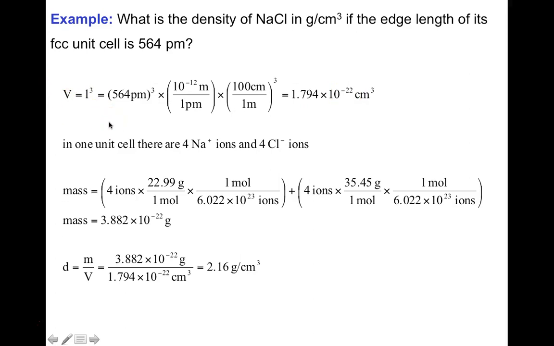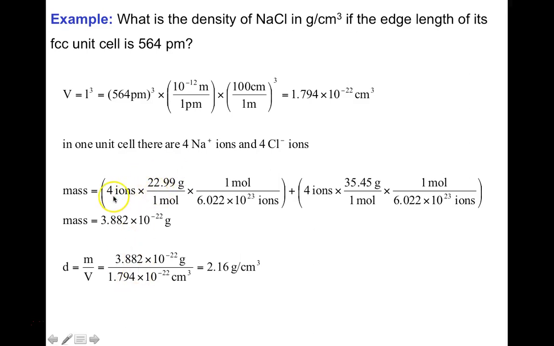The next thing I'm going to need to calculate the density of my unit cell is the mass. So I've got a face-centered cubic array of chloride ions. That gives me 4 chloride ions. And I've got sodium ions in all of the octahedral holes, so I've got 4 sodium ions. So the mass of my unit cell is going to be the mass of 4 sodium ions plus the mass of 4 chloride ions.